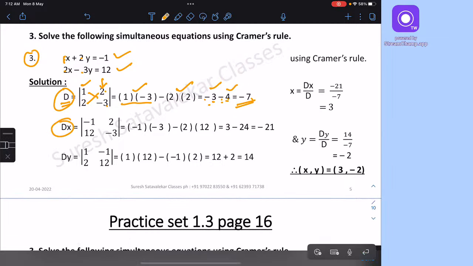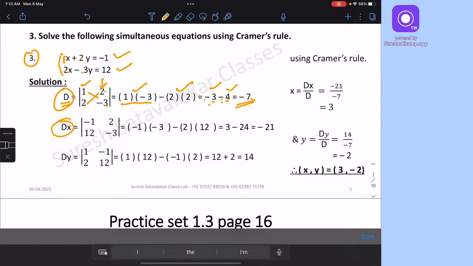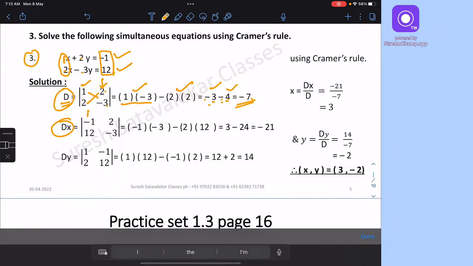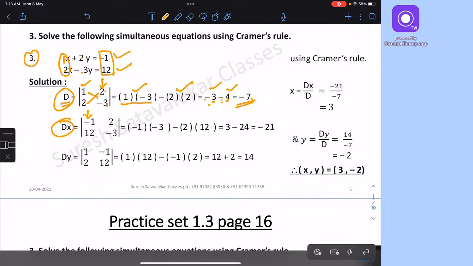To get the value Dx, determinant of x. So here, instead of the coefficients of x, we are writing right hand side. So minus 1, 12 will be the first column. And coefficients of y will retain. Plus 2 and minus 3. This 2 plus 2 minus 3, they will retain.